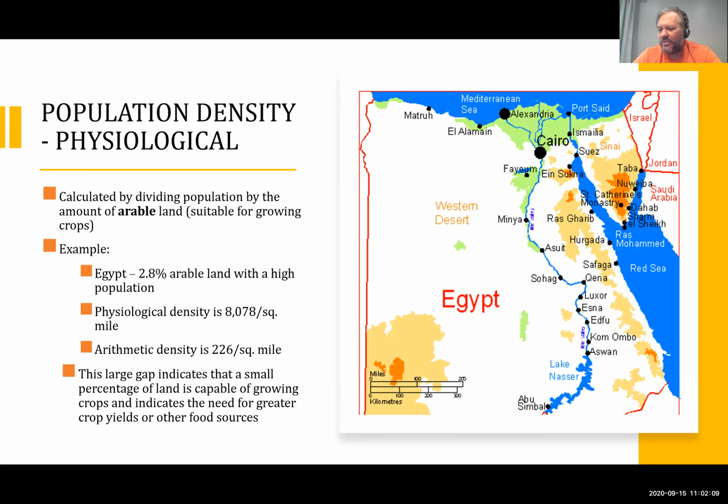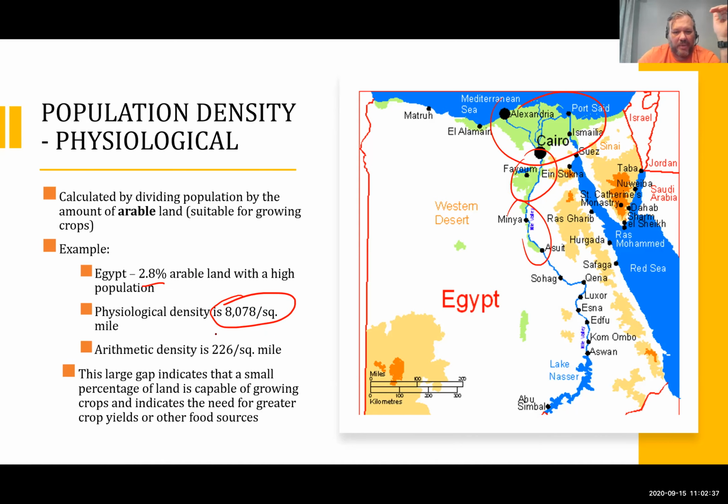If you look at a country like Egypt, obviously Egypt is mostly desert. You can see over here this green area would be the arable land. Egypt doesn't have very much arable land, 2.8%, and they have a high population. So their physiological density would be like 8,078 people per square mile of arable land. The higher that number gets, the more strain it's going to put on that farmland itself.